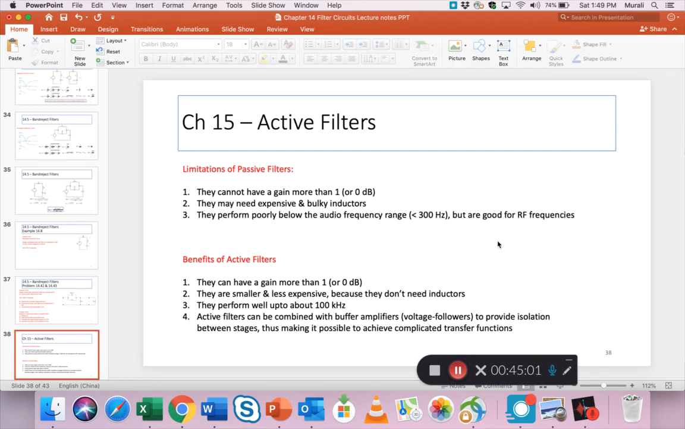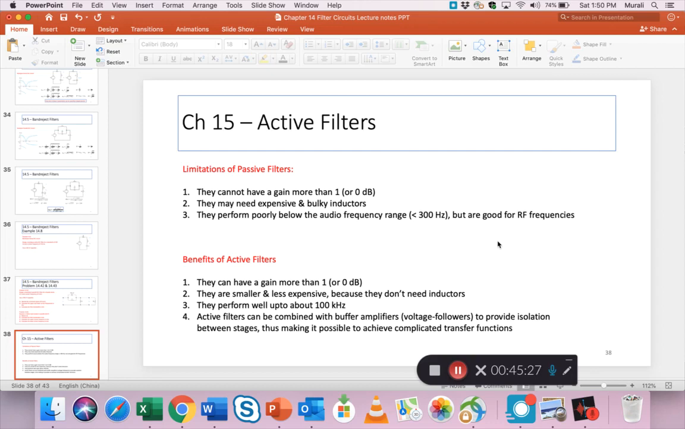And why do we need a gain of 1? What's the point? It's to provide isolation, very high impedance between two stages, so that one doesn't load the other. So we can eliminate the loading effect. So active filters can be combined, and thus it makes it possible to achieve very complex filters.